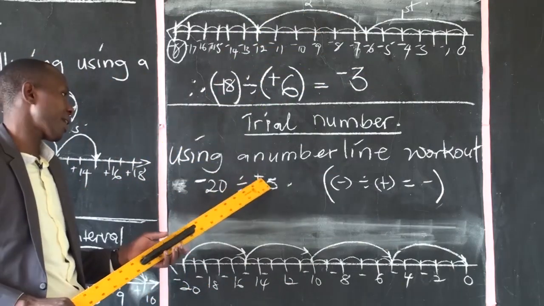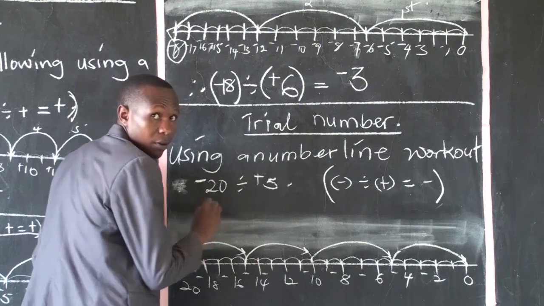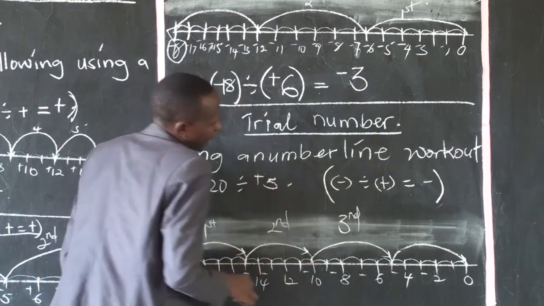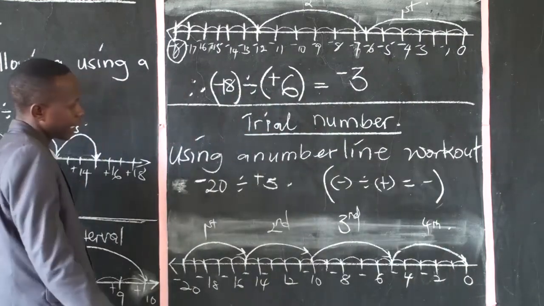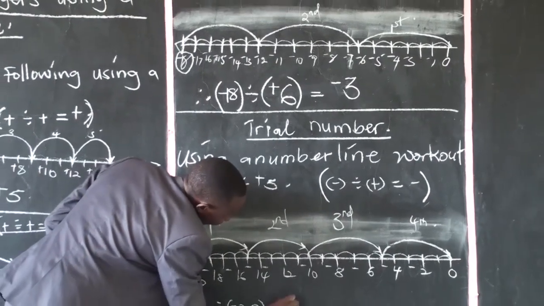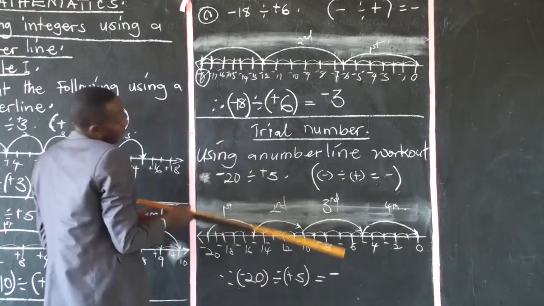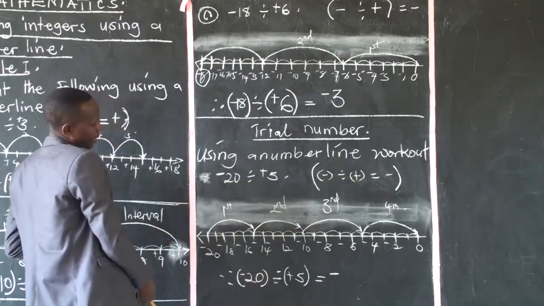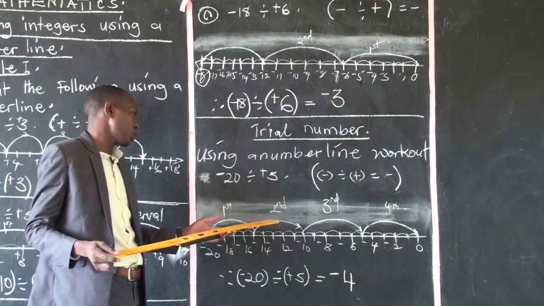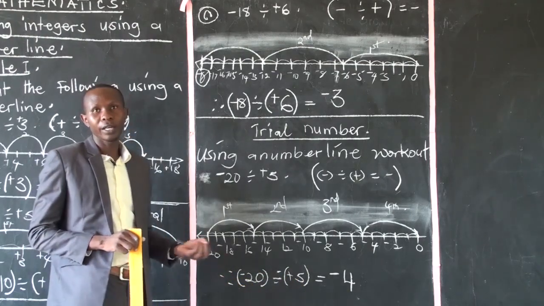So 20 divided by positive 5 gives us as many intervals as are here. This is the first interval, this is the second interval, this is the third interval, this is the fourth interval. Therefore, negative 20 divided by positive 5 will give us negative. Remember, a negative divided by a positive, you get a negative. So it will give us negative 4. And where are we getting 4 from? We are getting 4 from this: 1, 2, 3, 4. They are 4 intervals. That's why we are coming out with negative 4.